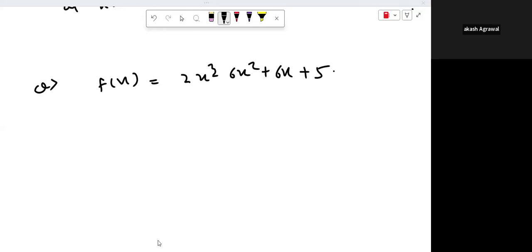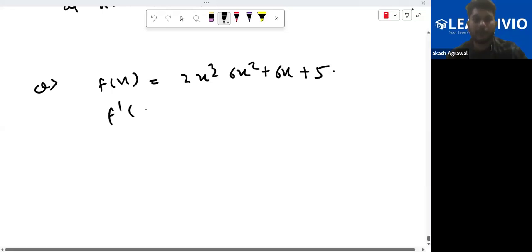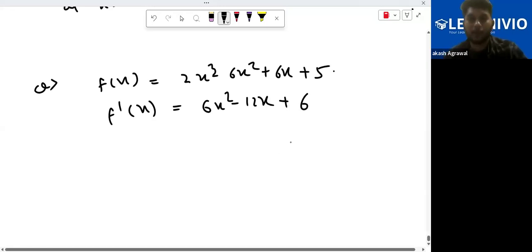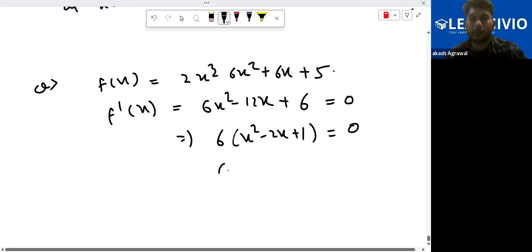All right. So first step, let's find the differentiation. So 6x square minus 12x plus 6. Okay. Now we have to put that as 0. So we have 6 times x square minus 2x plus 1 is equal to 0. This is x minus 1 square equals to 0. Okay. So factors are x equals to 1.